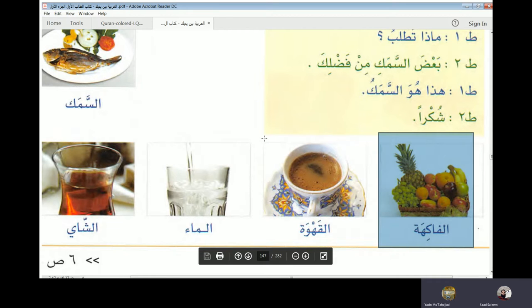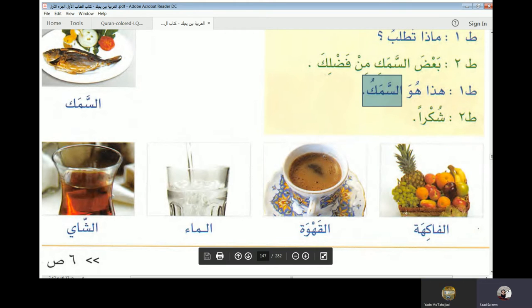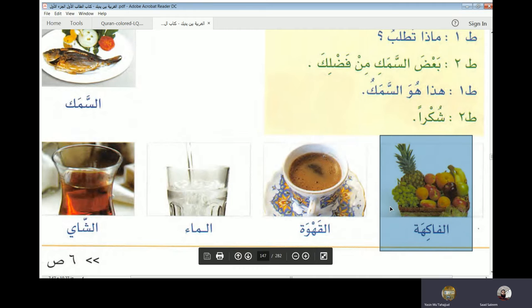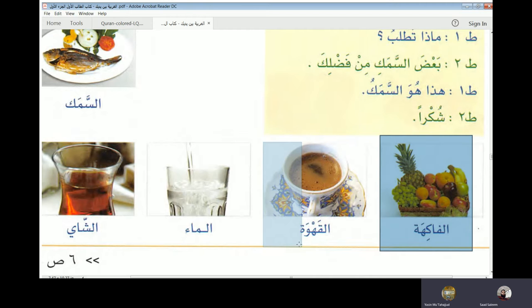What would you like? Some fruit, please. Some fruit, please. No: hadha huwa samaku. Samak is a masculine word and fakiha is a feminine word, and hadha huwa is used only for masculine words. So it is hadhihi hiya al-fakihatu. Good. Shukran.